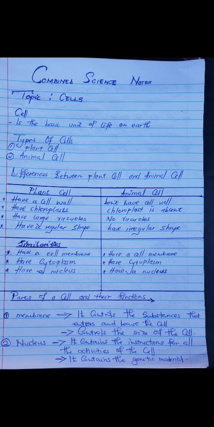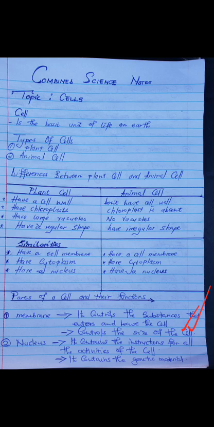Another function of the membrane is that it controls the size of the cell. I like this point. And number two part of the cell is what we call the nucleus. What is the purpose or the function of the nucleus? It is the one that contains the instructions for all the activities of the cell.